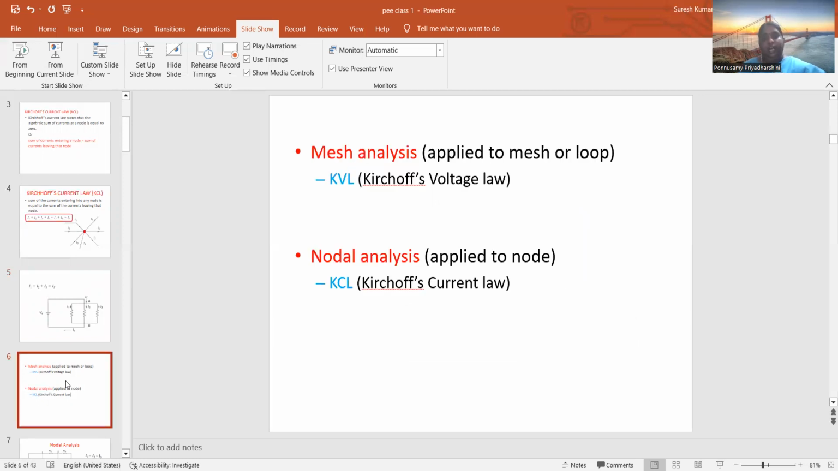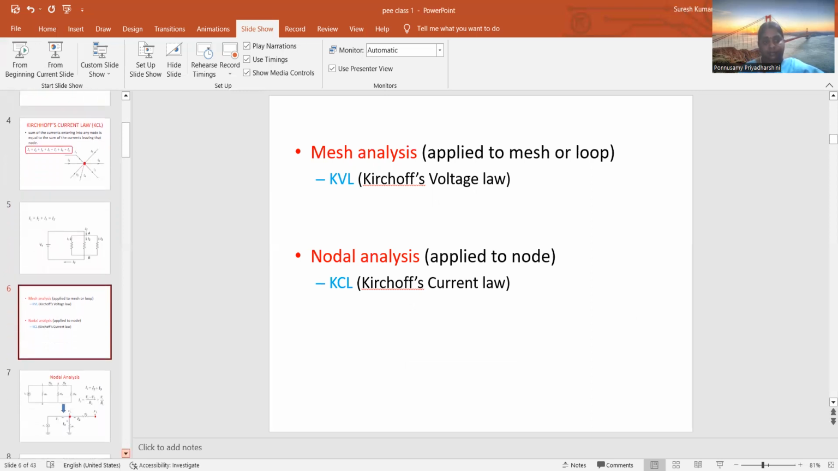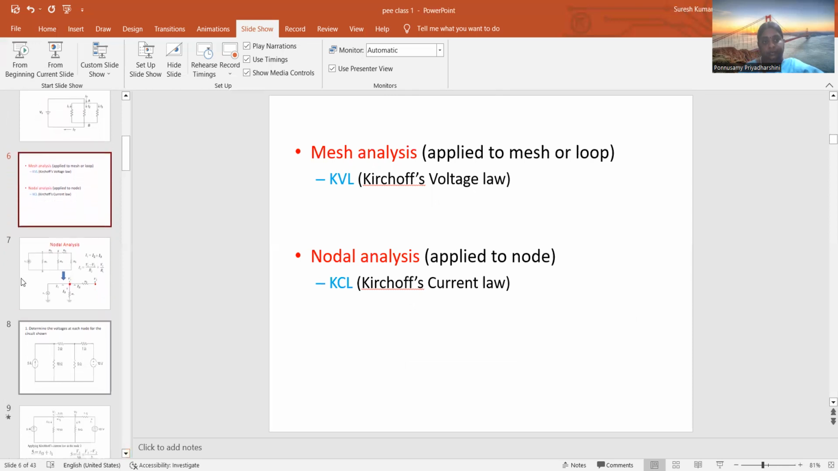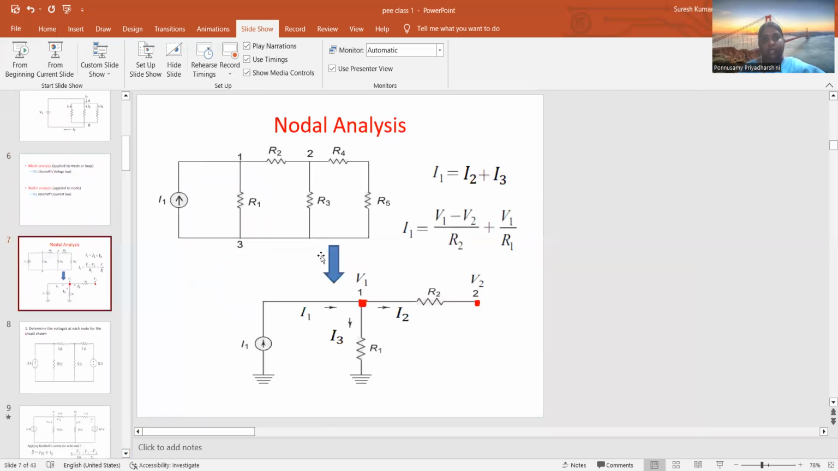The next is mesh analysis. Mesh analysis applies to a mesh or a loop, so Kirchhoff's voltage law can be applied to that. In nodal analysis, it is applied to the node, so Kirchhoff's current law will be applied. So what is nodal analysis? We are going to analyze the node, and KCL will be used in the nodal analysis.